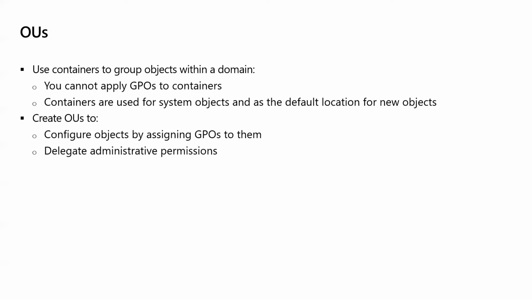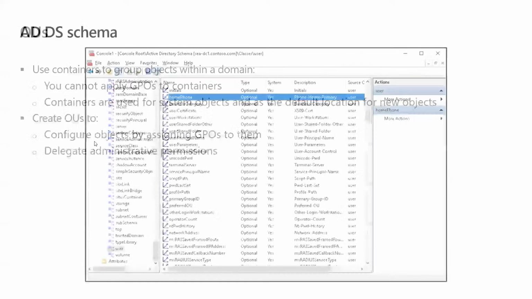Another example, if the person is working in sales but not in management, you have to segregate the user to a different organizational unit, okay? So you use the OU to apply group policy.